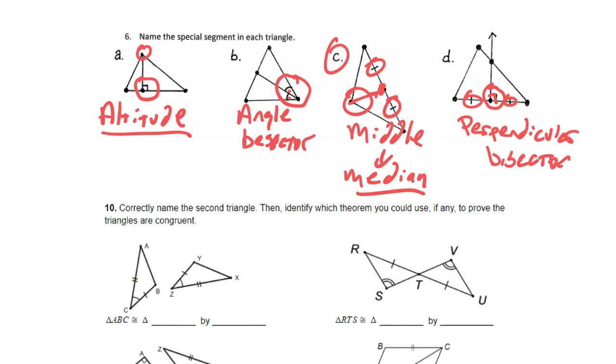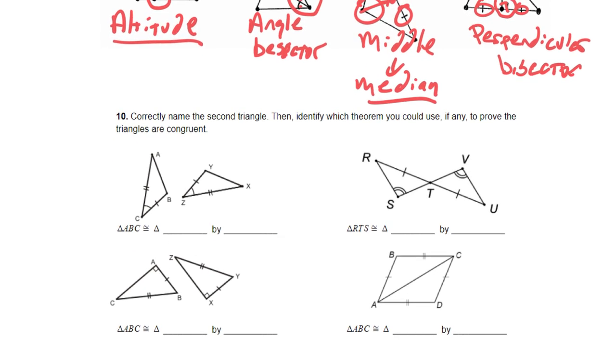And number 10, what are we doing with number 10 here? It says, correctly name the second triangle, then identify which theorem you could use, if any, to prove the triangles. So it's telling me that this is going to be triangle ABC. So I've got to think about how I'm going to say this because it has to be in the right order. So I'm going A, B, C, and I'm away from the sides that are congruent. So I'm starting at X, and if I go to B, so if I look back at B, okay, B has the single tick mark by it. So I'm going to go X, Y, and then Z. So this triangle has to be set up as X, Y, Z. And that's going to be by side, angle, side. Okay?